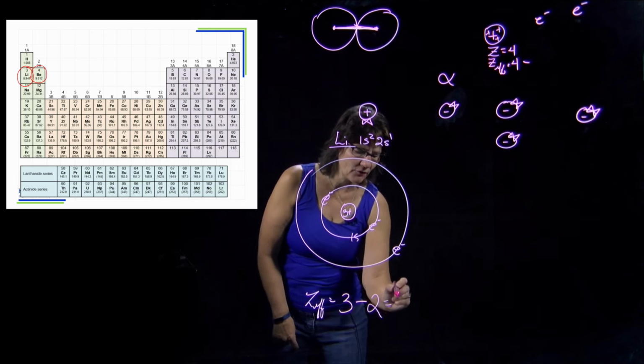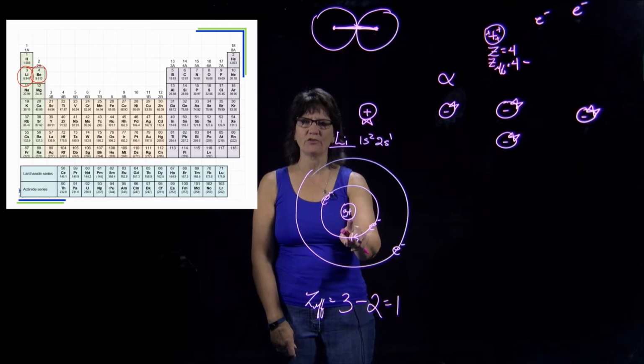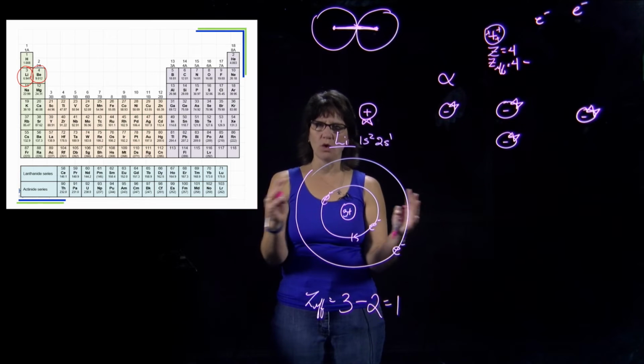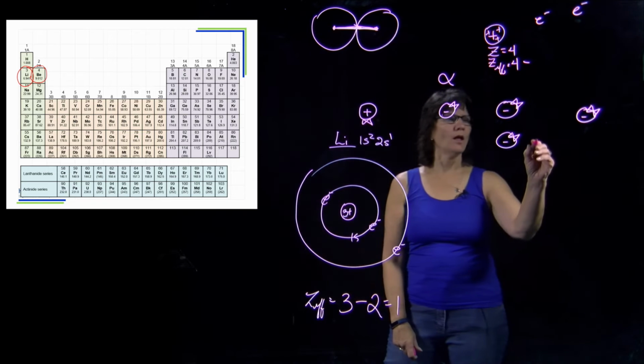And that is going to give me an effective nuclear charge of 1. So this electron is not feeling a pull of a +3. It is feeling a pull of a +1, and it gives it a certain size. So now let's go to beryllium.